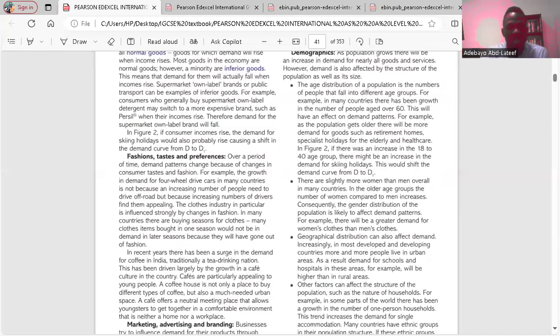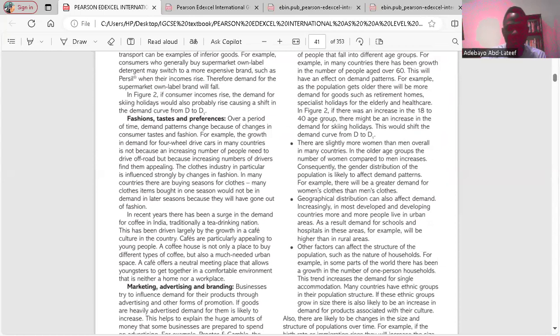So that's about income. Then we have fashion, taste, and preference. Over a period of time, demand patterns change because of changes in consumer taste and fashion. Whenever there's a latest product, whenever there are new products in town, the old ones become out of fashion. So consumers tend to buy the latest rather than the old fashioned. As a result, the demand for the latest ones will increase, shifting rightward from D to D1. While the old fashioned ones become what consumers don't want to buy, so the demand for them will reduce, shifting leftward from D to D2. Is it clear?